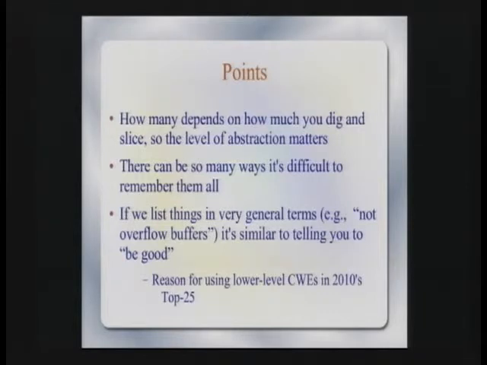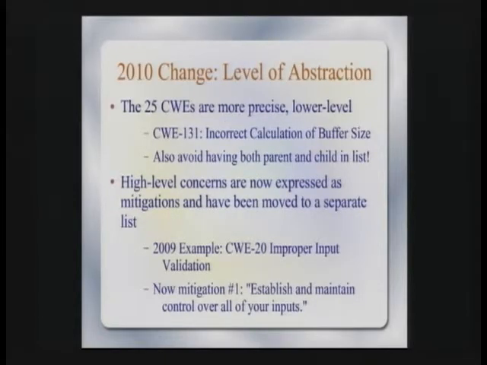So the idea this year was, we said, if we list things that are very high level, people will think that they have covered all the more specific forms of the weakness, but there's a risk that they'll forget 1 or 2. So in 2010, we used lower level CWEs in the top 25 list. So for example, instead of just stating generic buffer overflow, we'll use CWE 131, which says that you use an incorrect calculation for the buffer size.